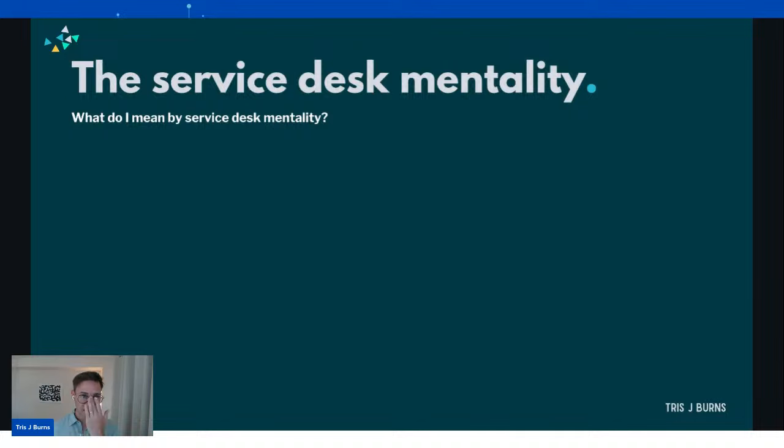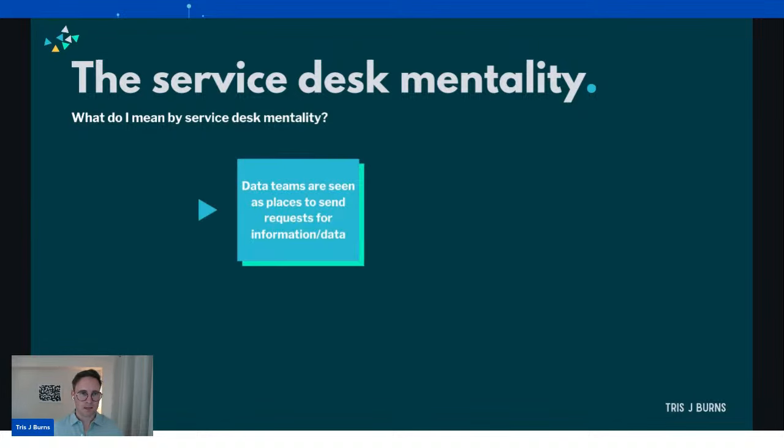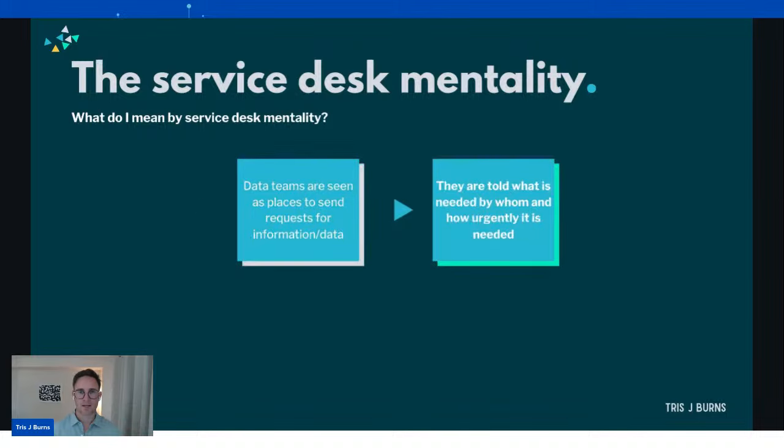All right. The next one, a bit of a bugbear of mine, is the service desk mentality. A lot of data teams, like I said, operate in this ad hoc solutions role. They exist within the company to answer questions. They get work thrown at them over the fence from the business. So what do I mean by service desk mentality? So data teams are seen as places to send requests for information or data. They're told what is needed by whom and how urgently it is needed.